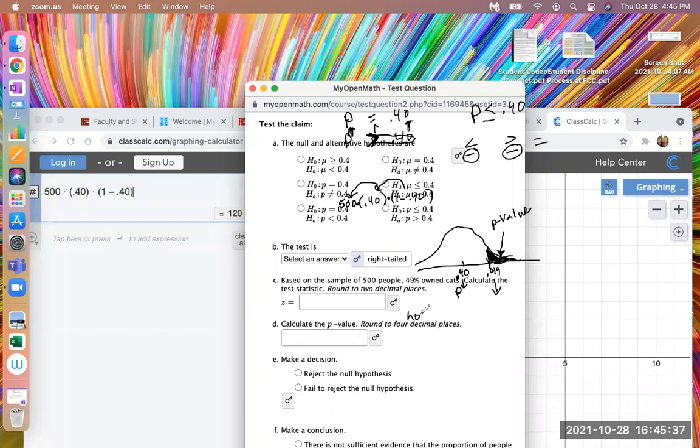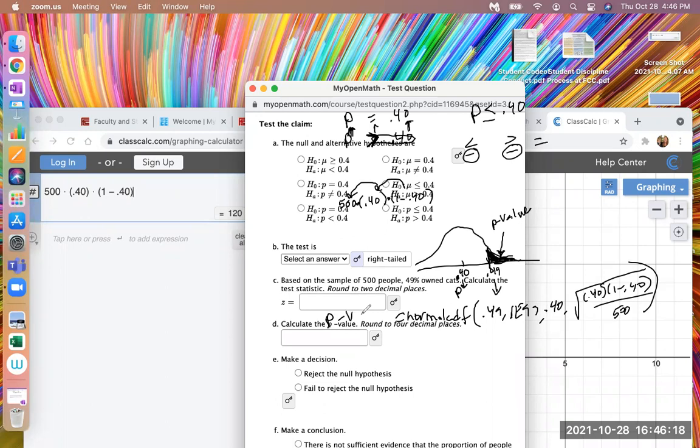You could do normal CDF, provided that this is normally distributed, and you could do your lower bound 0.49, your upper bound positive infinity. The mean is 0.40, and the standard deviation we could calculate using that formula: square root of p, which is 0.40, times 1 minus p, all over n, which is 500. And we could calculate literally the probability of getting a 0.49 sample or more.